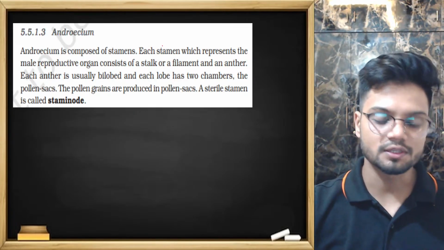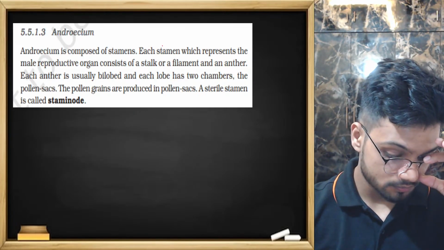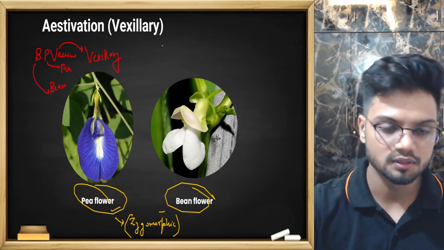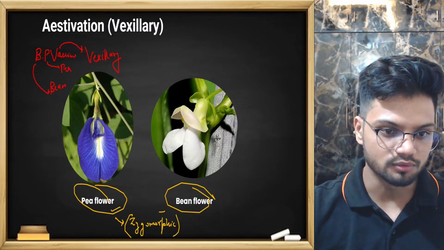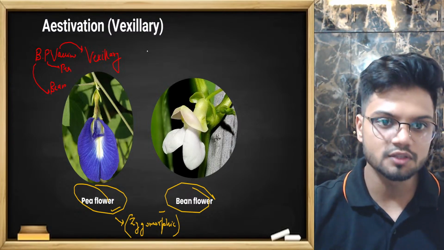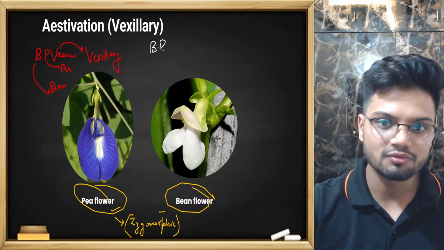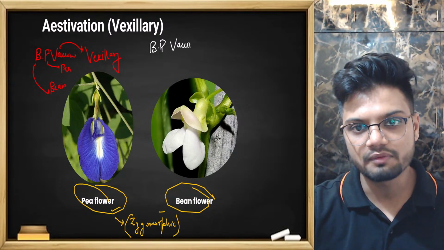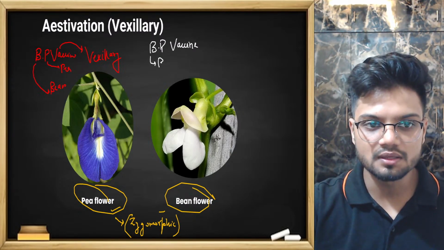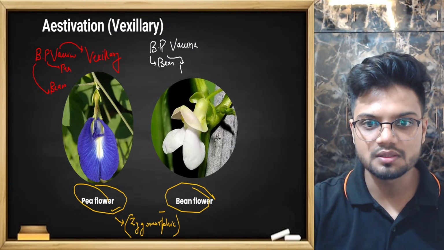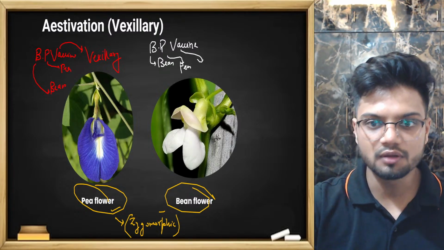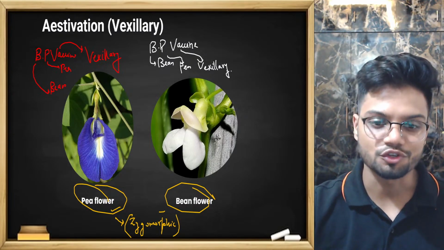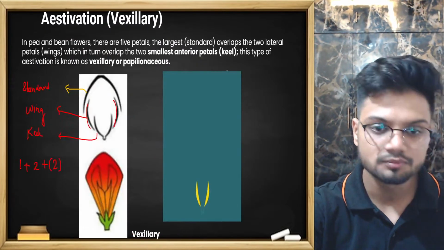Next one is androecium, friends. All of you know. You can't see the red color? Let me change the color. Here the trick is what? BP vaccine. Vaccine, you know, right? Like corona vaccine. There's no BP vaccine, but okay. B is bean, P is pea, and V is for vexillary estivation. Understood, all of you? Understood now?